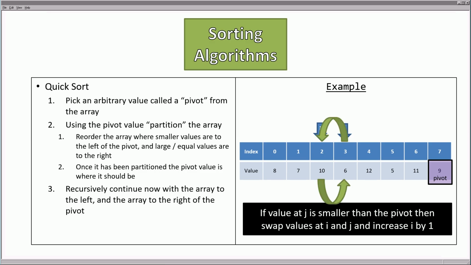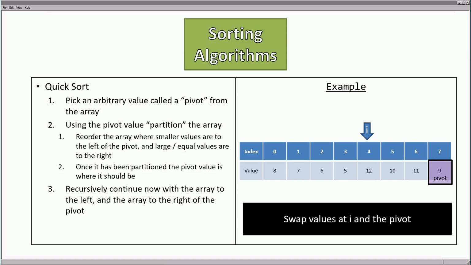Moving the j forward, 6 is less than 9, we have to swap the values, increase the i. Moving j forward, 12 is not less than 9, move it forward. 5 is less than 9, swap the values at i and j, then increase the i. 10 is greater than 9, 11 is greater than 9, and now we reach that pivot value. 9 is not less than 9. So once we're outside of that, what we then must do is swap the values at i and the pivot.